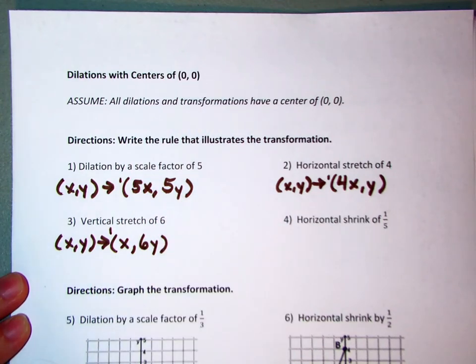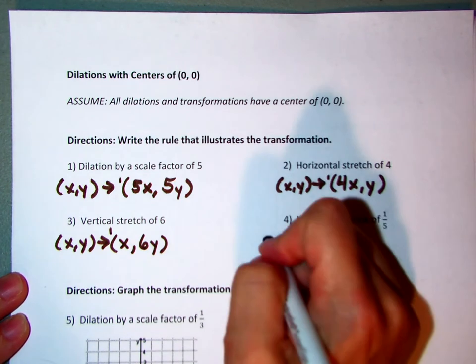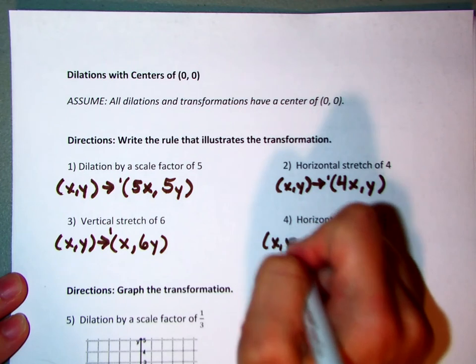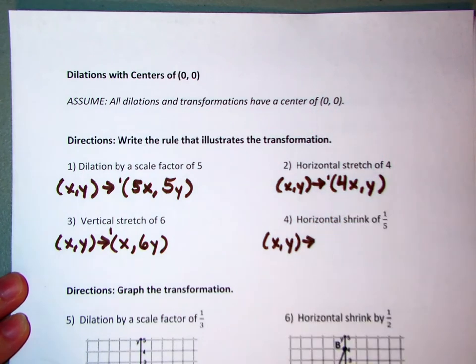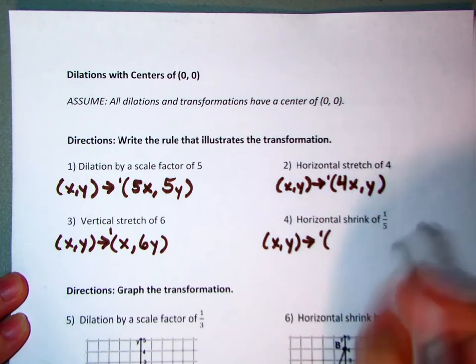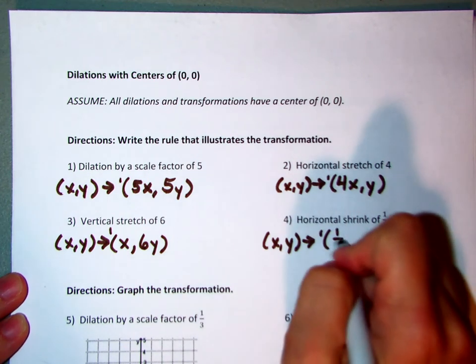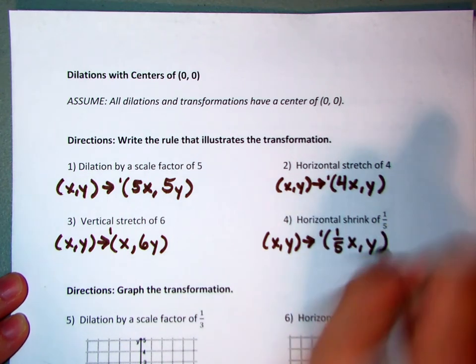On number 4, we see a horizontal shrink of 1/5. And so when we look at that, again, it's horizontal, affecting the horizontal axis, which we're talking about the x-axis. And it's a shrink just because that number is between 0 and 1. And so what we'll do is take 1/5 of the x and we'll leave the y alone.